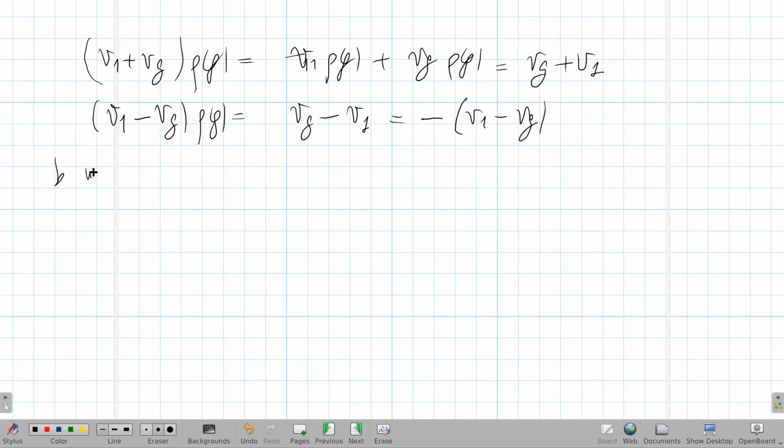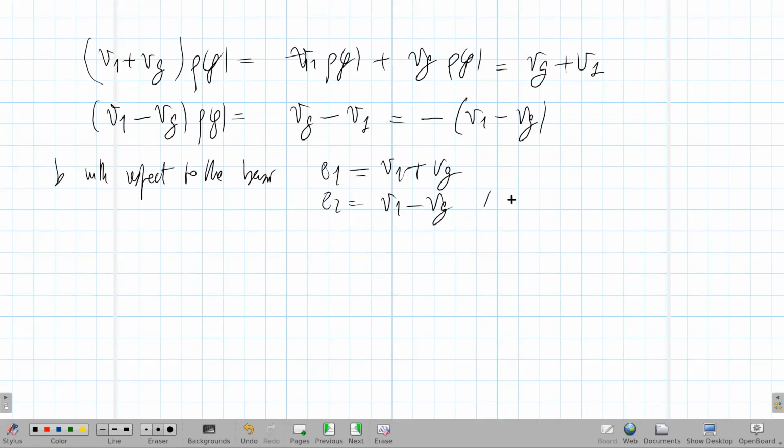So, with respect to the basis which we will call E1, say, V1 plus Vg, and E2, V1 minus Vg, rho g has the form. We have diagonalized rho g. Rho g equals 1, minus 1.